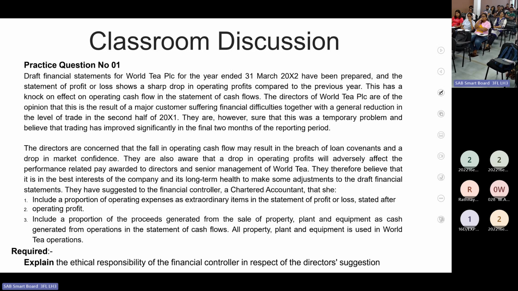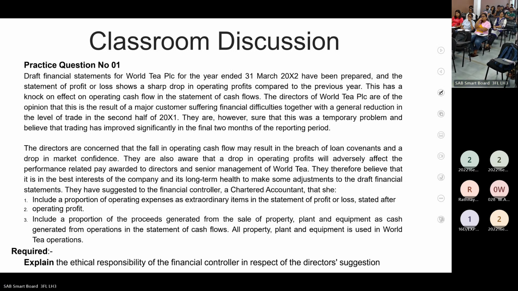According to LKS 7, when you are selling property, plant and equipment, you need to categorize it under the investing activity. But the director is suggesting you show it under operating activity because he wants to show that they have the money, right? So that is also breaching the LKS 7. So as a finance controller, I am following these orders.